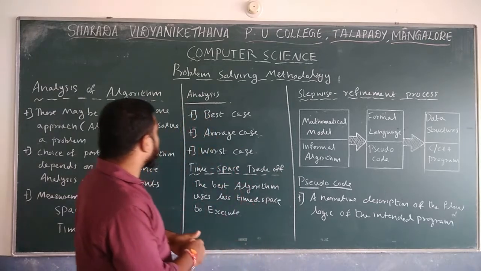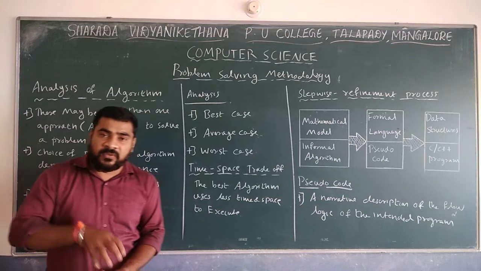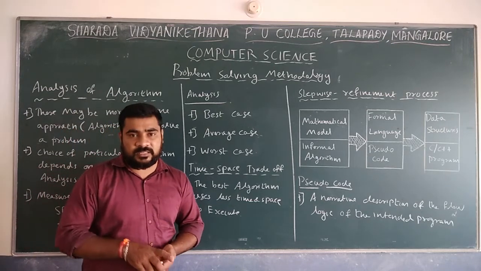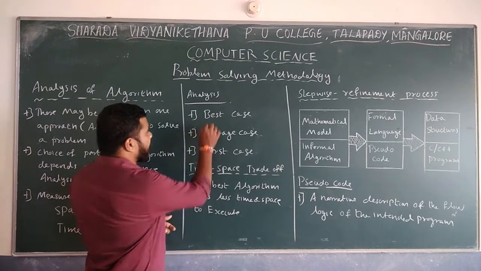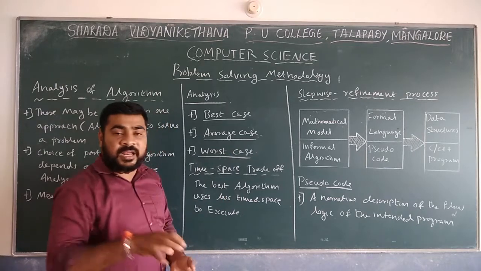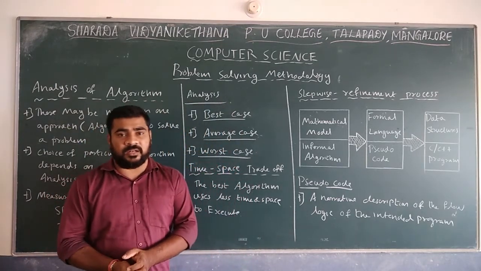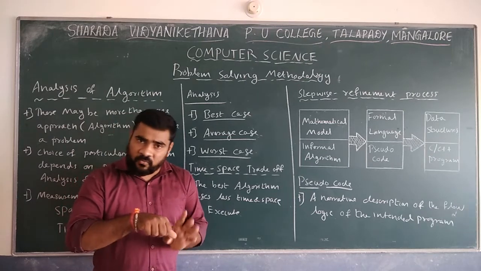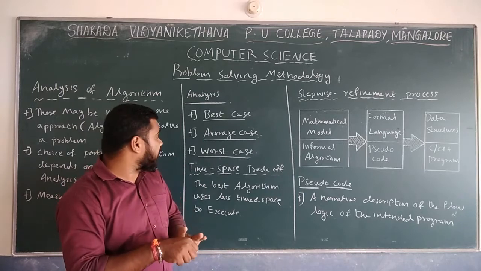Next one is analysis of algorithm. If you look at the analysis of algorithm, we can analyze the algorithm and we will get three cases. First is the best case, then the average case, and last is the worst case. There are mainly three cases available after executing the algorithm.